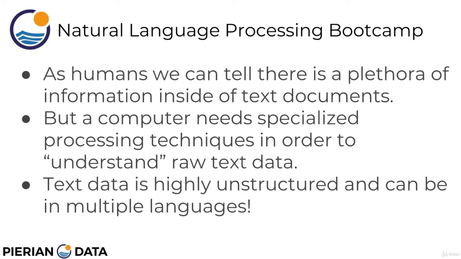As humans, it's really easy for us to tell that there is a plethora of information inside of a text document, like a PDF file, an email, a book. There's lots of information that we can easily access because we're humans and we understand how to read that natural language. But a computer needs specialized processing techniques in order to understand raw text data. Text data is highly unstructured and can also be in multiple languages, not just English. However, we'll only be dealing with English language in this course.